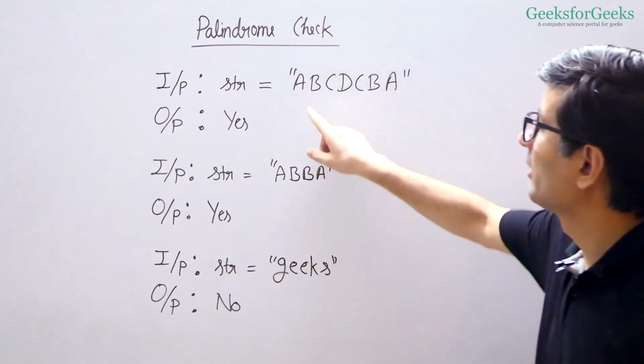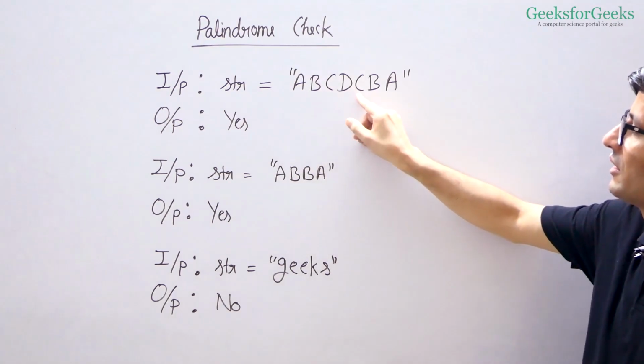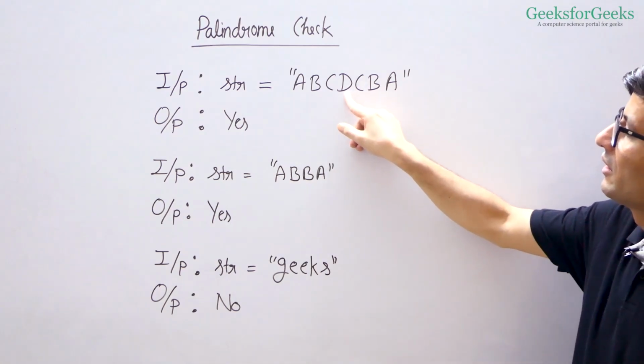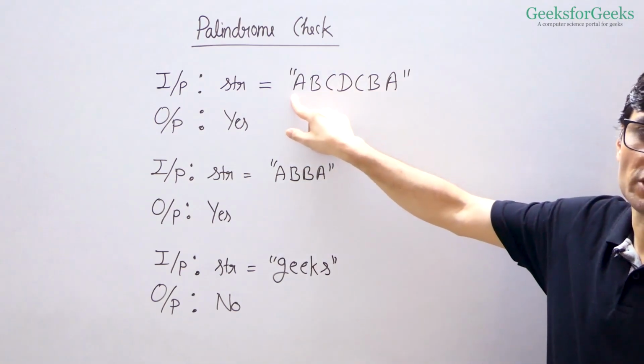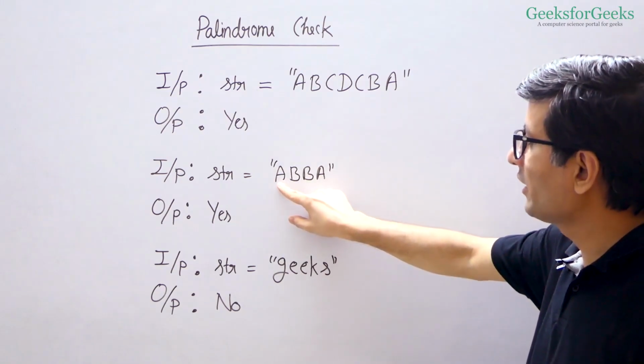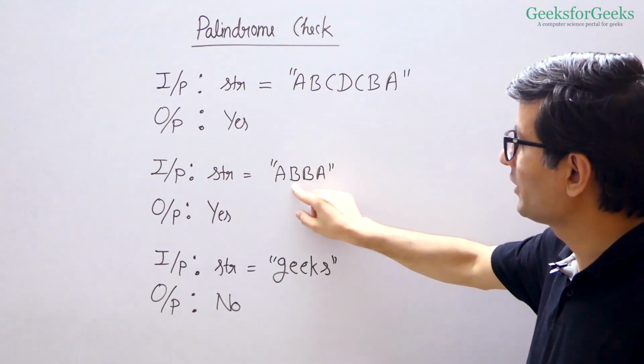For example, if you read this string from left to right, A, B, C, D, C, B, A. And if you read from right to left, A, B, C, D, C, B, A. Same string. So it's a palindrome. Let's now see this string. If you read from left to right, A, B, B, A. And if you read from right to left, A, B, B, A.